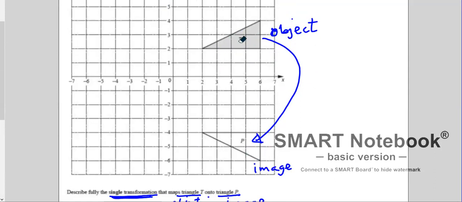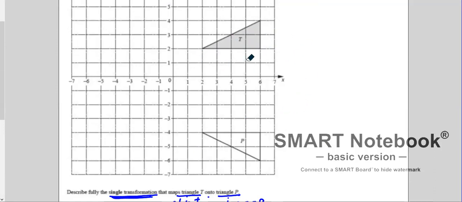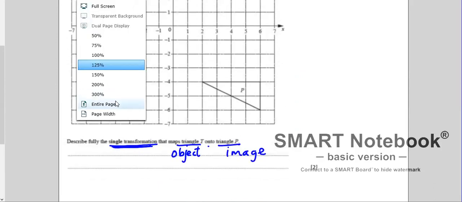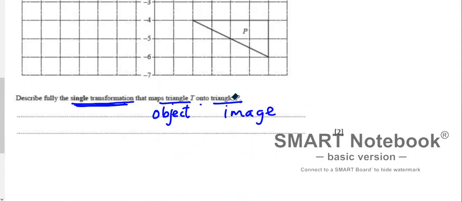Triangle P is a reflection of triangle T. Because the way I see triangle T to triangle P, I don't see the shape T being turned. So there is no point of rotation here. What I can clearly see, I can say that triangle P is a reflection of triangle T. So now if it is a reflection, then I need to guess where. So here, number one, I can see that that is reflection.